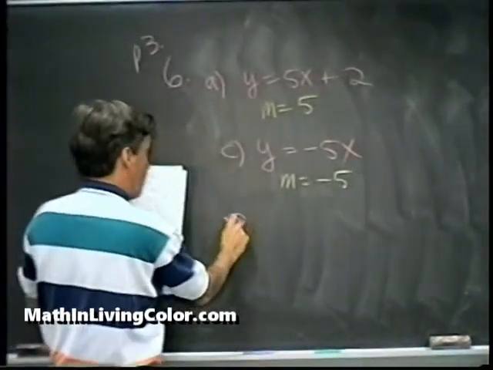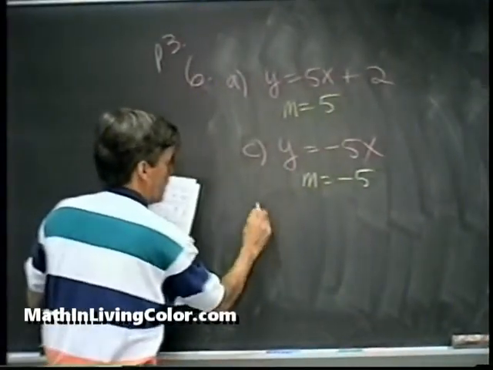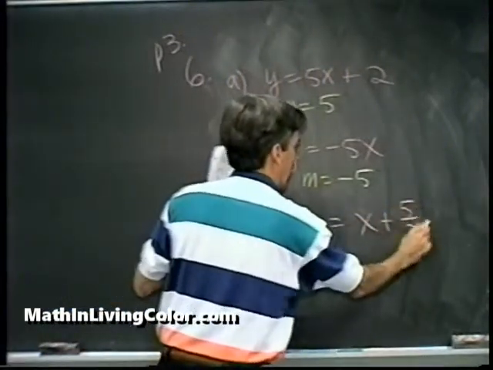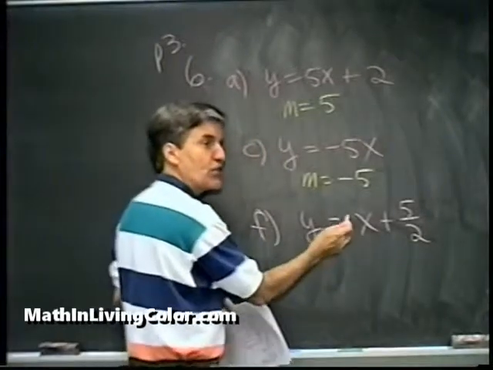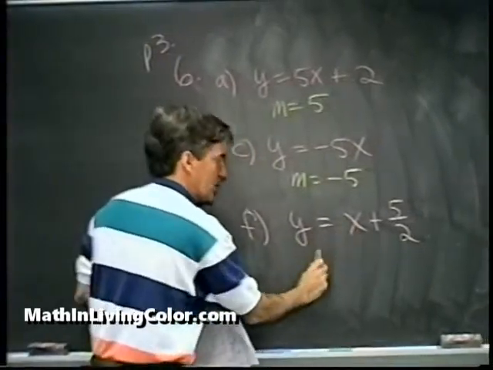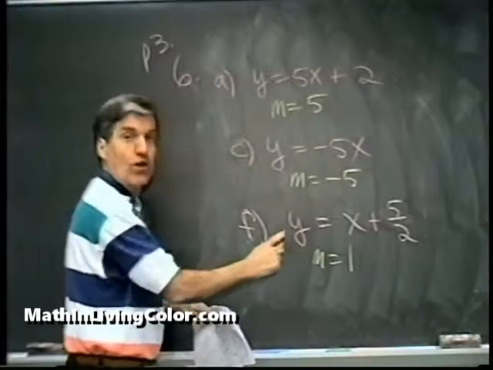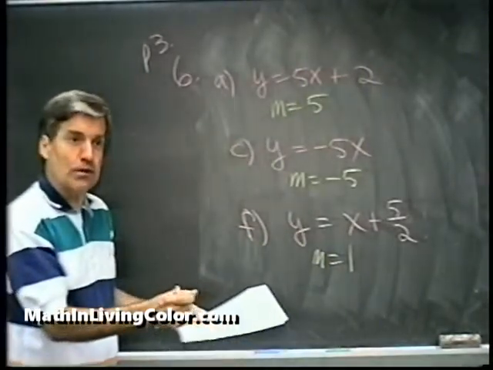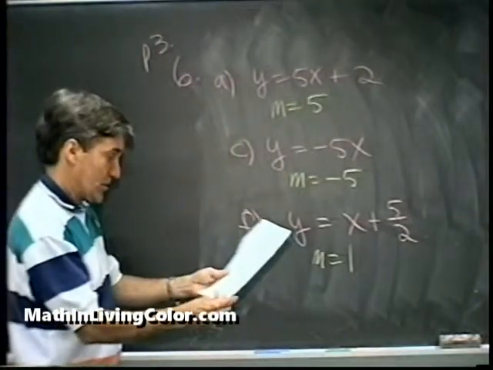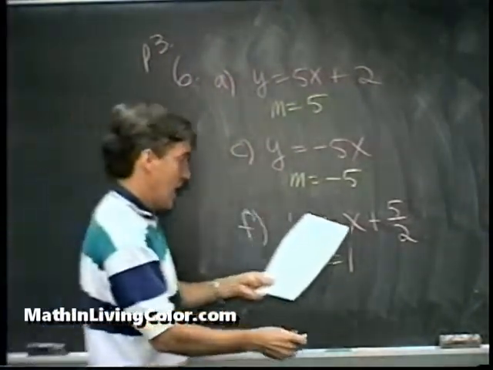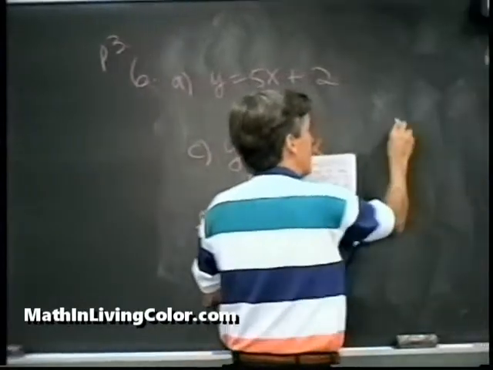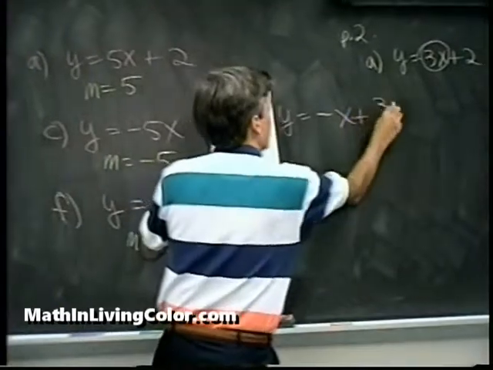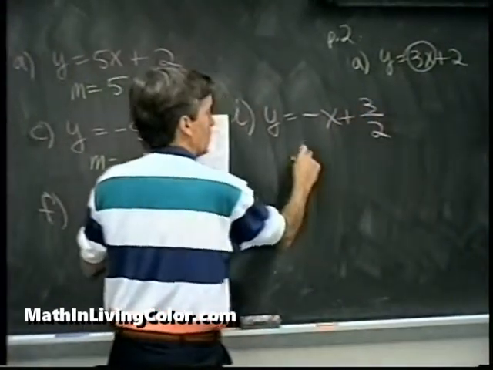What about the F part? It says y equals x plus 5 halves. Now, what is assumed to be the coefficient of x? 1, which would be 1 over 1. Okay? So do you see how easy it is to find the slope? I want you to do a few of those. I want you to do number I. Number I says y equals negative x plus 3 halves. What's the slope?